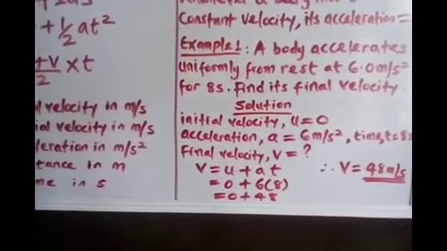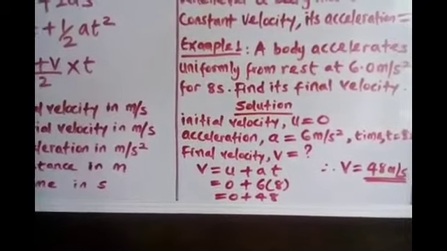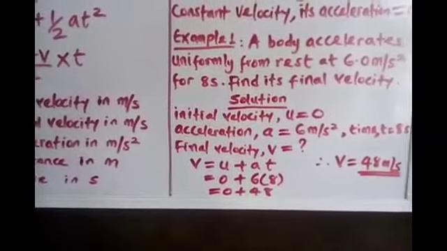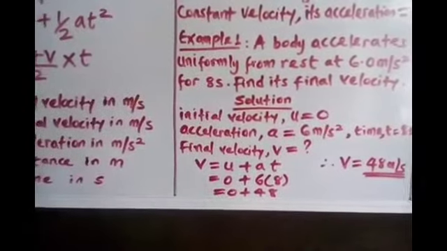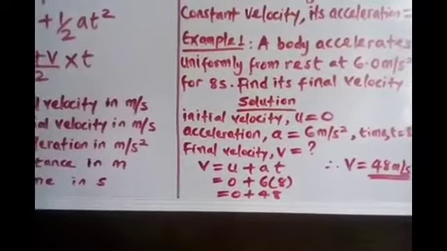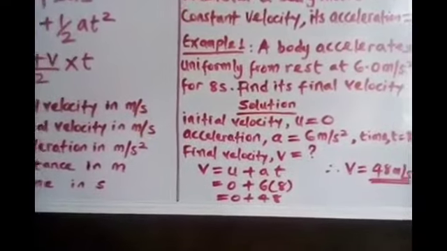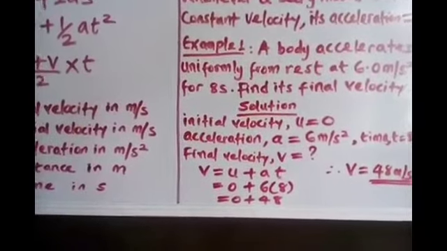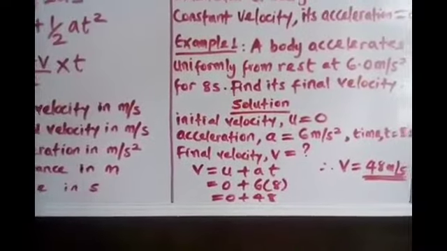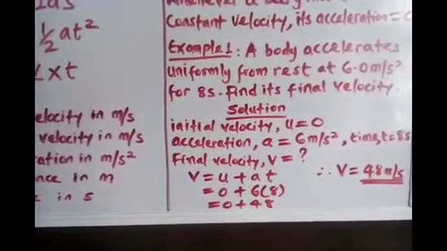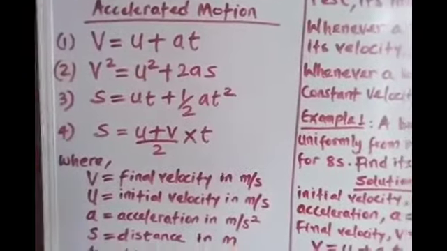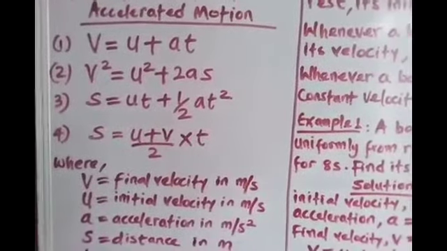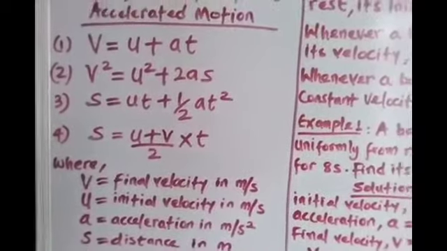Now, acceleration is 6 meters per second squared, and the time given in the question is 8 seconds. What is now the choice of the formula to be applied to solve this question? The choice will be the one that contains u, a, t, and v. I repeat, the one which I use to solve this question will be the formula that contains u, a, t, and v. And if you look at the formulas critically, we see that the first one contains all the four parameters v, u, a, and t.